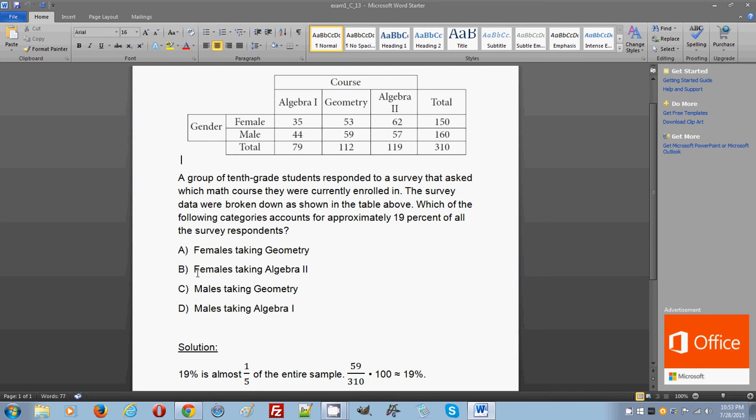Now let's take choice B, females taking Algebra 2. So females taking Algebra 2, that's 62 right here. So 62 out of 310, that seems closer to the truth, because that seems really close to 19%. However, if you multiply this by 5, so let's pretend this is 20%, you can do this in your head because 60 times 5 is 300, 2 times 5 is 10. So you add that up and you get 310 exactly. So guess what? It's 20%.